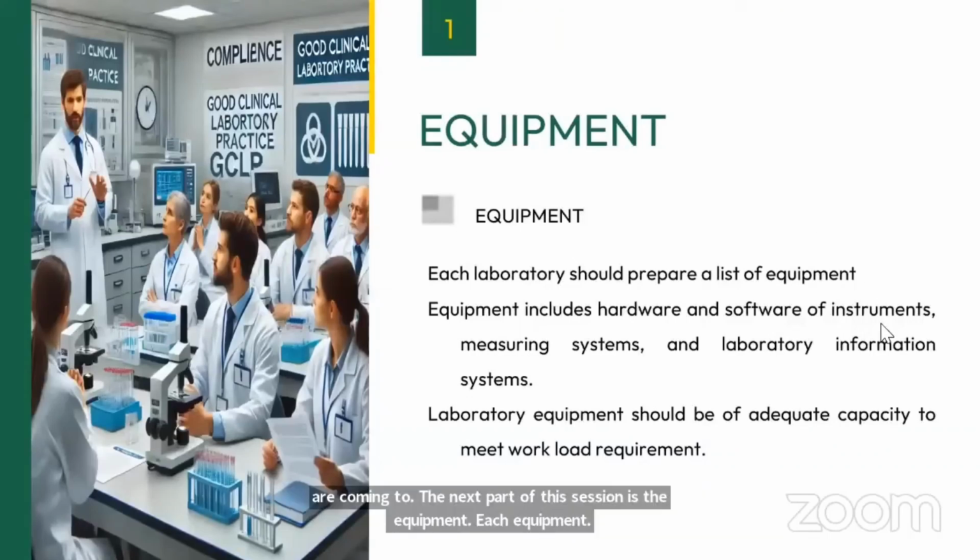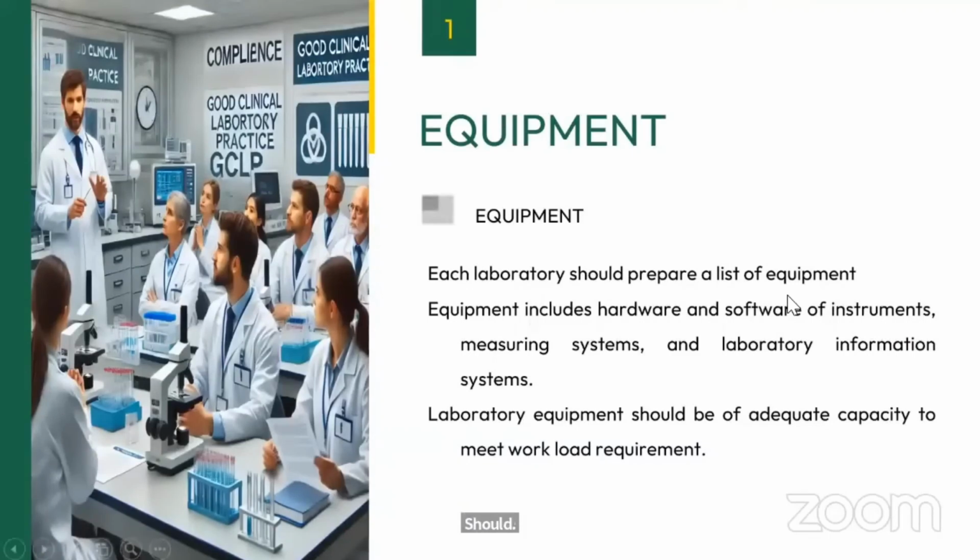Each laboratory should prepare a list of equipment. So whatever different equipment is available in your laboratory, all the equipment, not just big analyzers and all the automated analyzers, whatever is available in your laboratory. It is one of the policies in all our organizations. Whatever small equipment you have, pipettes, stirrers, centrifuges, all these things should be included as a part of your list of equipment.